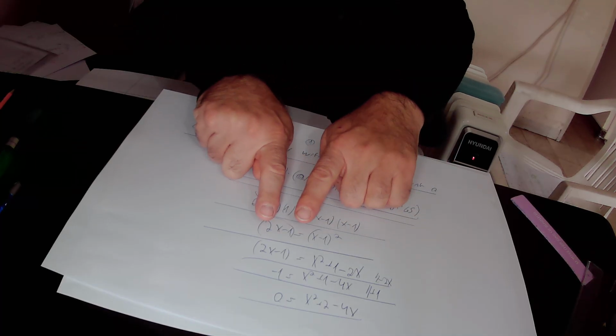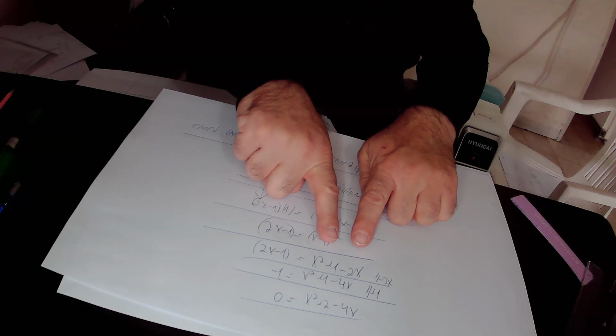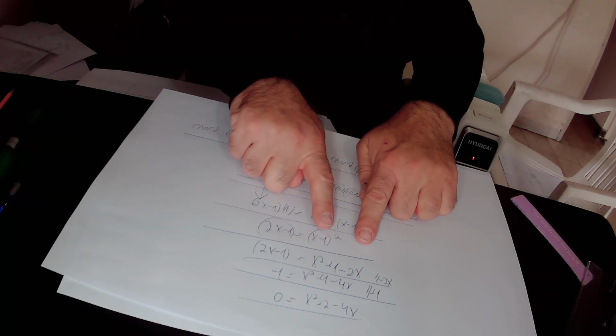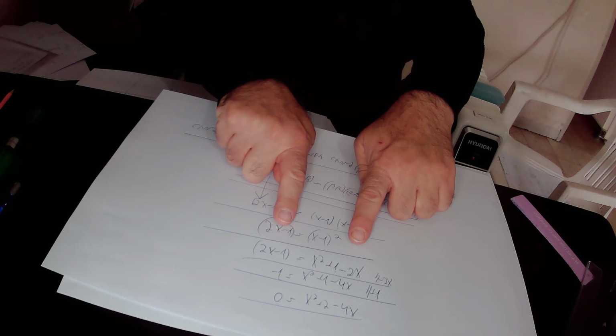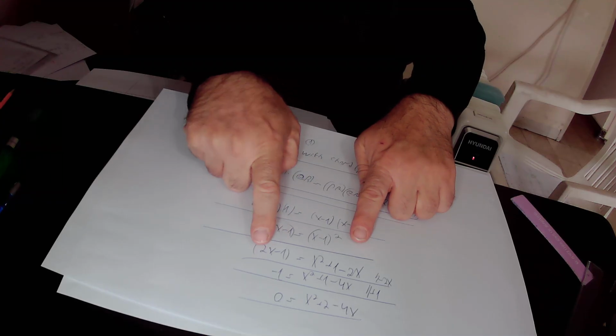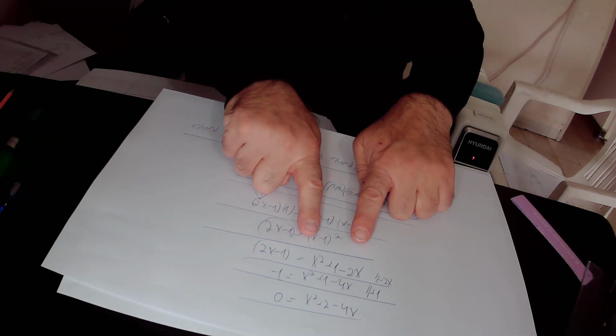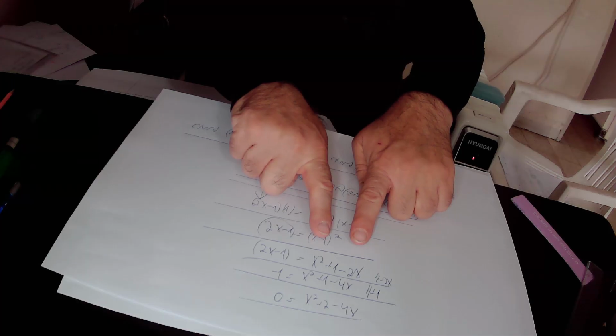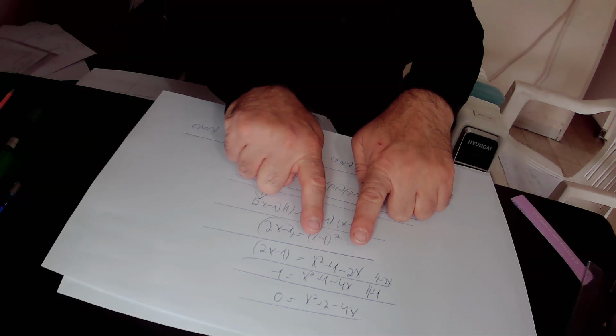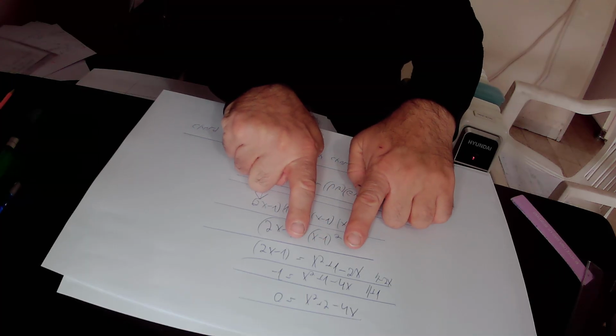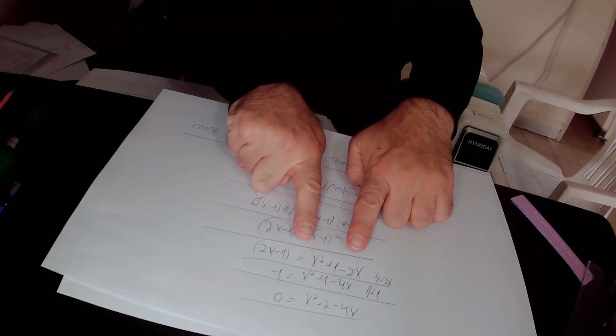So in total, we found out that 2x minus 1 equals x squared plus 1 minus 2x. Here we subtract 2x from this equation, and we found out that here we are left only with minus 1, and it equals x squared plus 1 minus 4x. So in total, we found out that minus 1 equals x squared plus 1 minus 4x.